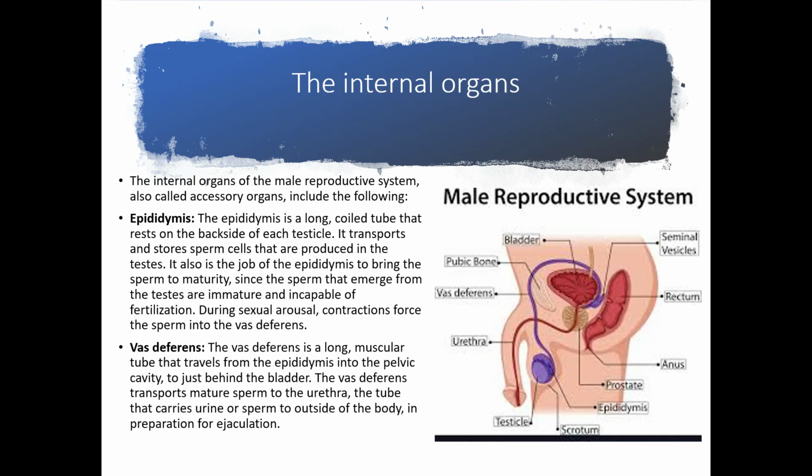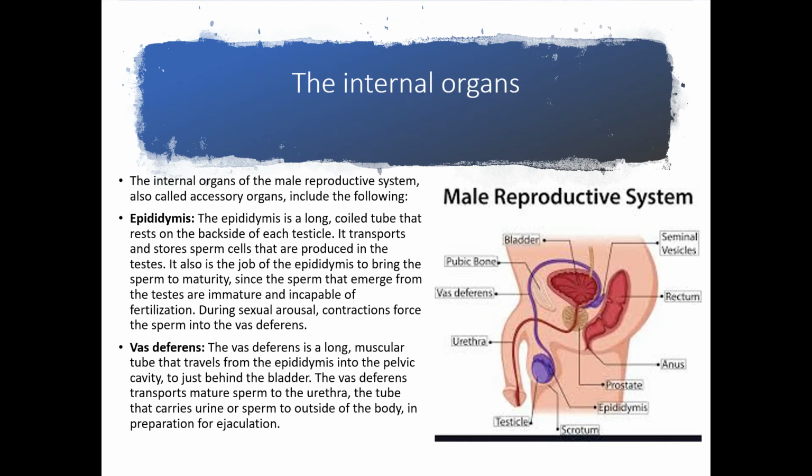The epididymis is as the diagram shows. The epididymis is a long coiled tube that rests on the backside of each testis. It transports and stores sperm cells. The function of the epididymis is to transport or store sperm cells that are produced in the testes. It is also the job of the epididymis to bring the sperm to maturity. The second function is sperm maturation, since the sperm that emerge from the testes are immature and not capable of fertilization.